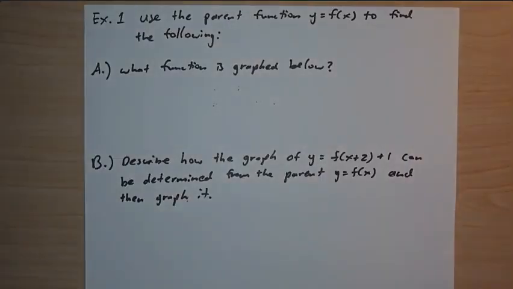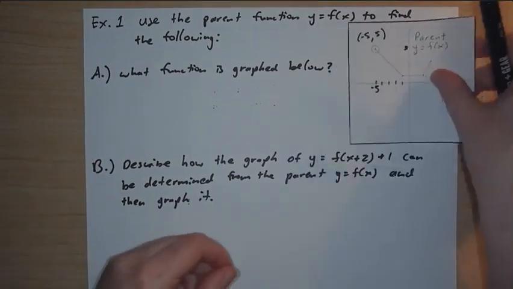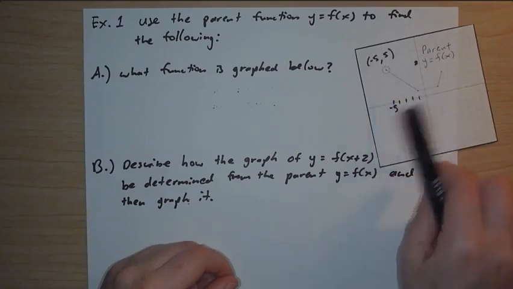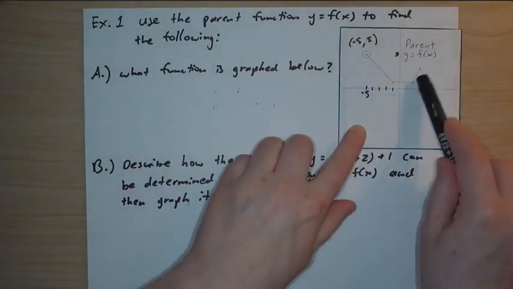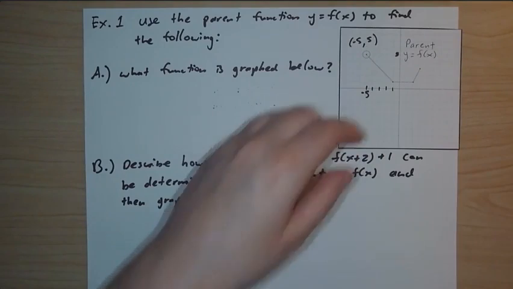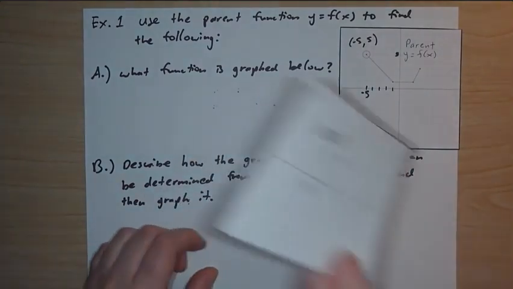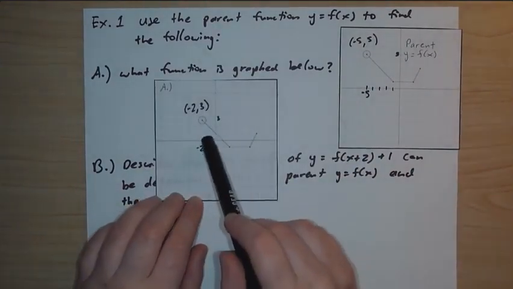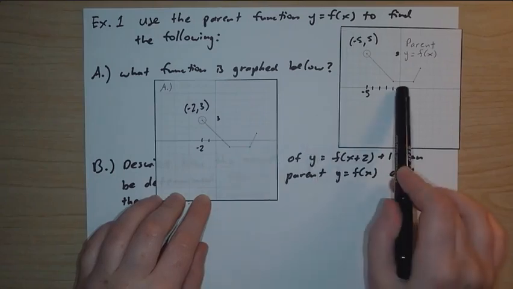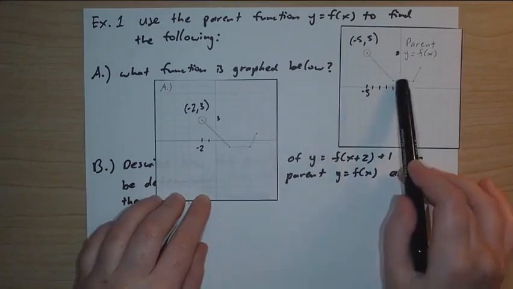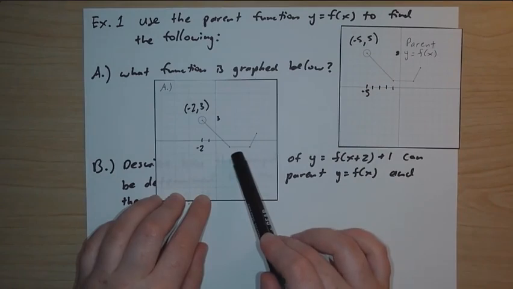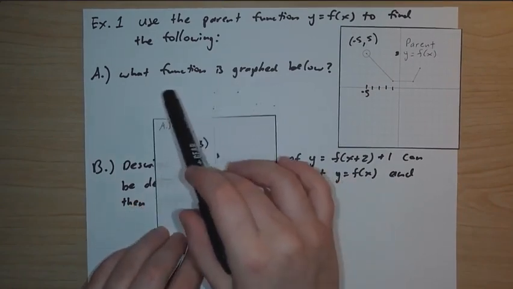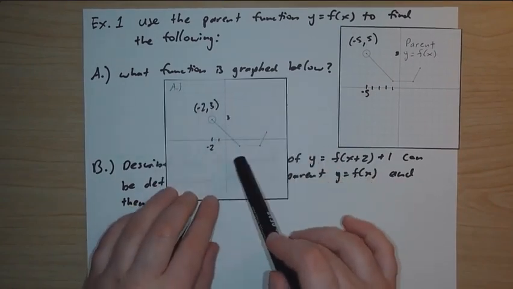This is Lab 9, Example 1. We want to use the parent function y equals f of x to find the following parts a and b. We are given the parent function that looks like this, where I've marked out what this point is here. And we are given a graph that looks like this, where some kind of transformation has taken place from the parent to graph A. And we want to figure out what the function graphed in A is.